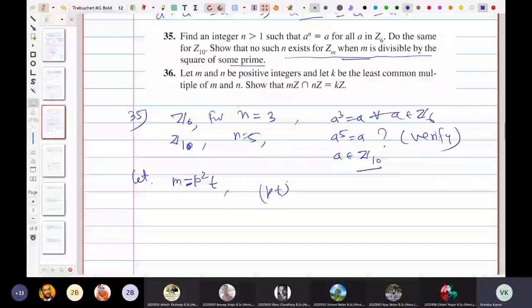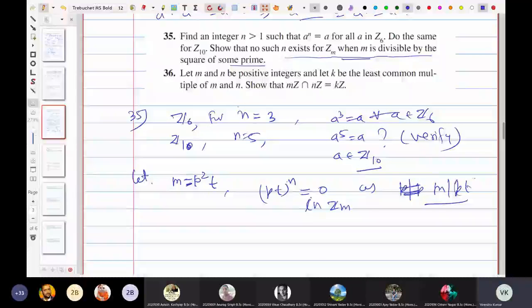m divides pt, because p is prime. So when it divides, it means what? The remainder is going to be 0. And this holds in Zm, as m divides pt. You can write a better explanation for this. Okay, all right, you can write down.